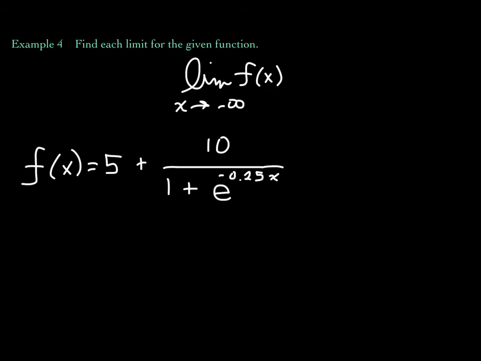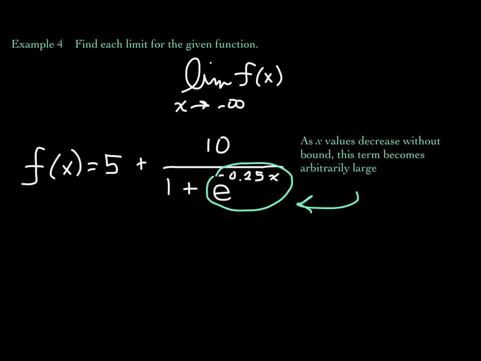Now watch this. As x values decrease without bound, that means x values are becoming negative, and a negative times a negative is a positive. So this term here is becoming really large. And if this is becoming really large, when you add 1 to it, this entire denominator is becoming really large. And in a ratio, when the numerator is fixed at a constant like 10, and you allow your denominator to grow without bound, then this whole ratio is approaching 0.